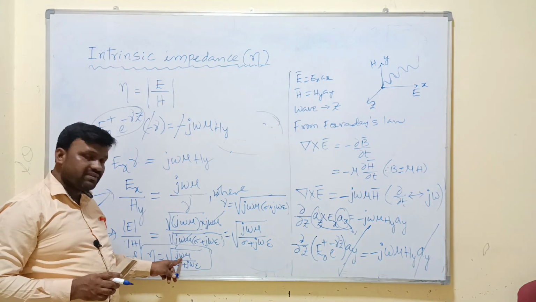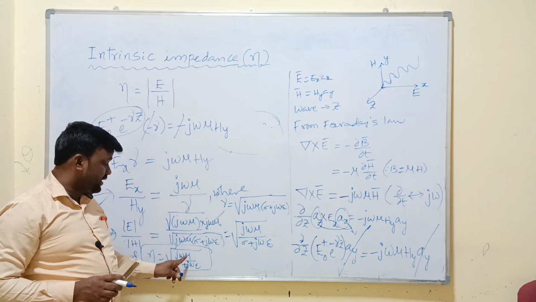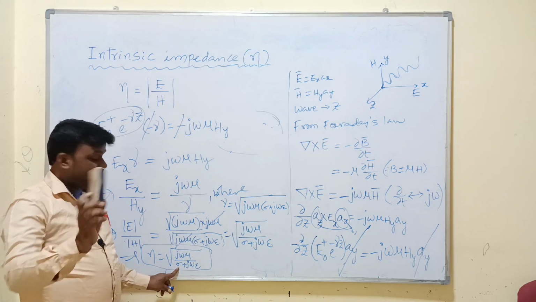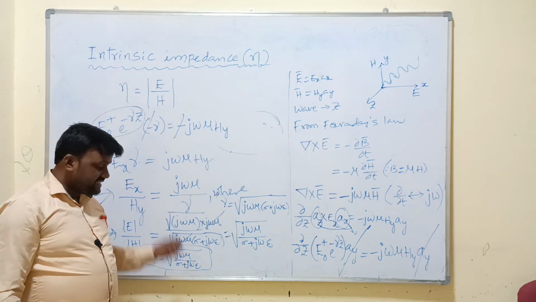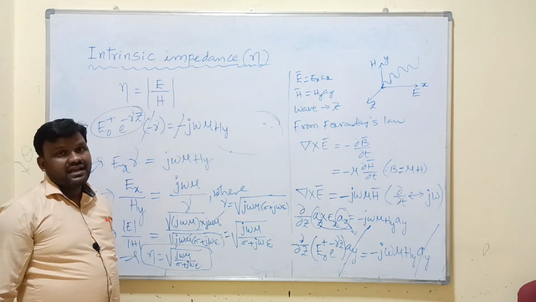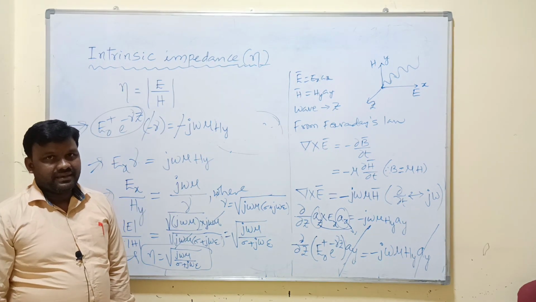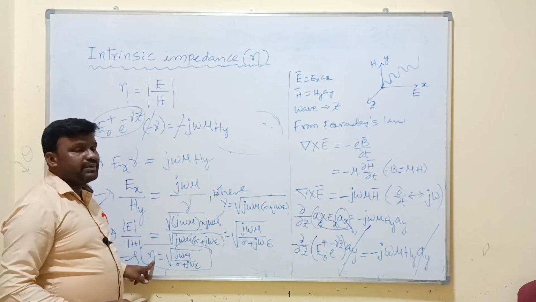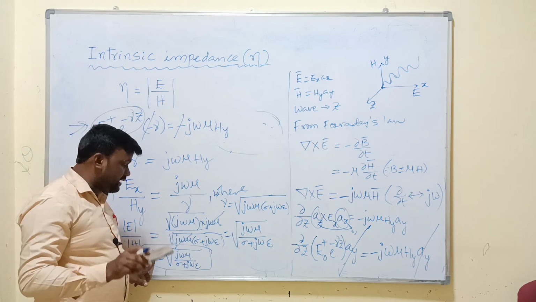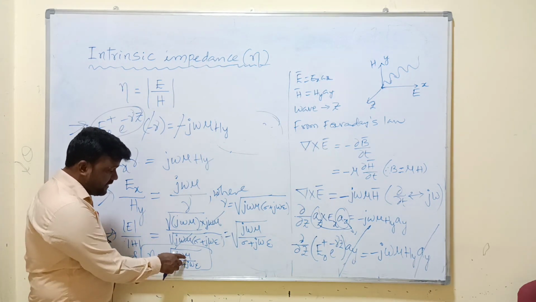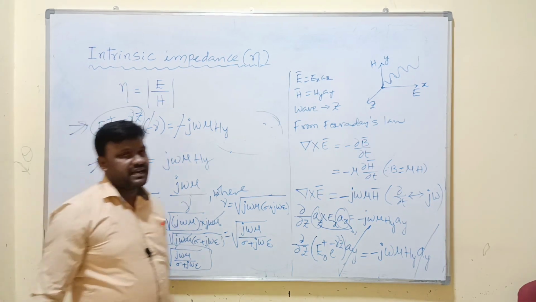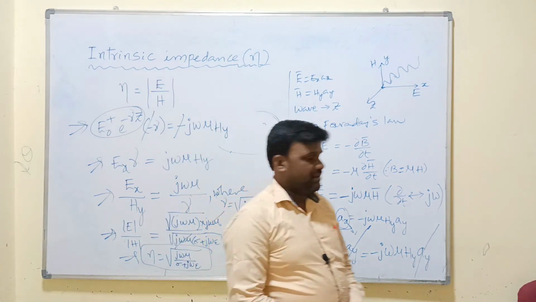Of course, given the frequency, omega is the angular frequency, mu is the permeability of the medium, sigma is the conductivity of the medium, and epsilon is what? The permittivity of the medium. That means at a given frequency, the intrinsic impedance of the EM wave in a particular medium depends upon the medium parameters mu, sigma and epsilon. These mu, sigma and epsilon are known as the medium parameters.